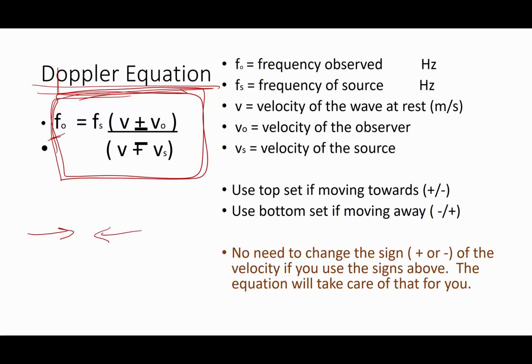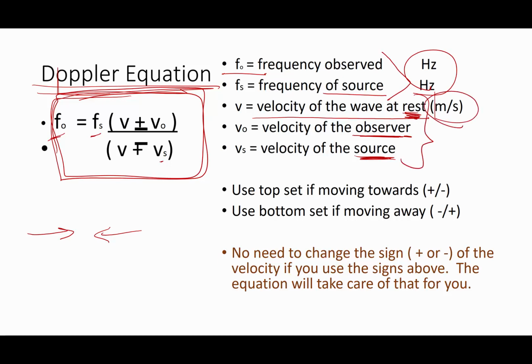So Fo is the frequency observed. This is the frequency. If you're talking about sound, this is the sound you hear. Fs, this is the frequency of the wave source. V is the velocity of the wave at rest. So the velocity of sound with no motion overlaid, or the velocity of light with no motion overlaid. Vo is the velocity of the observer, and Vs is the velocity of the source. Now, frequencies are all in hertz, and all of these velocities are in meters per second.